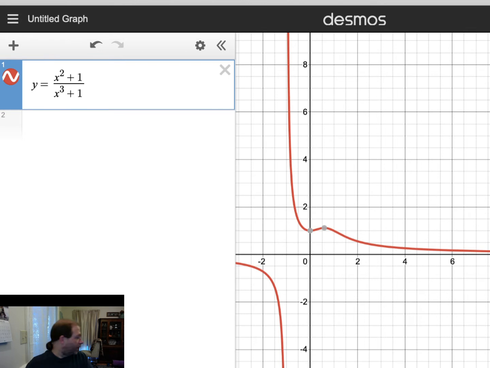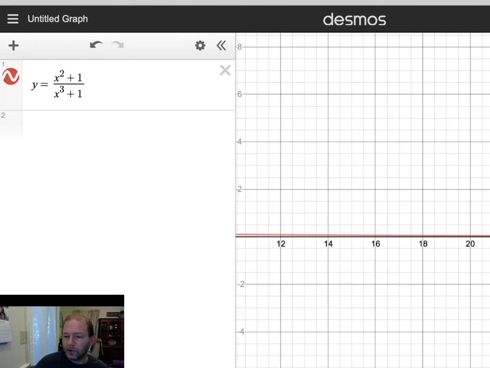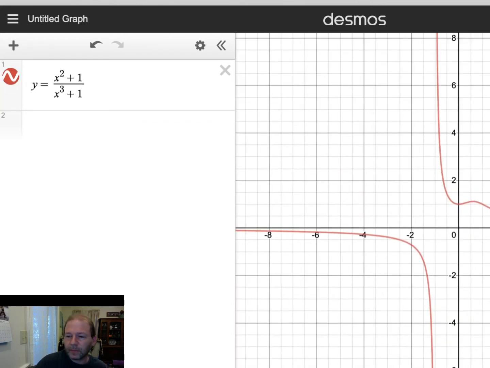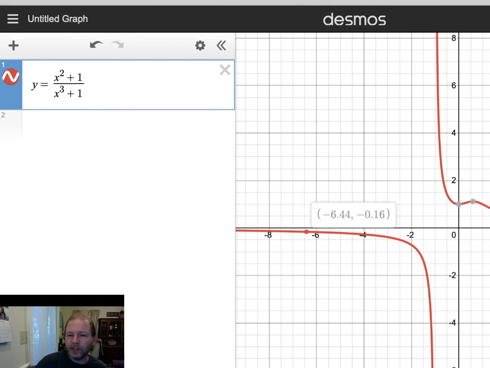And we can see that from our graph here. As x grows larger and larger, this shrinks down to 0. Same thing happens if we go in the opposite direction.